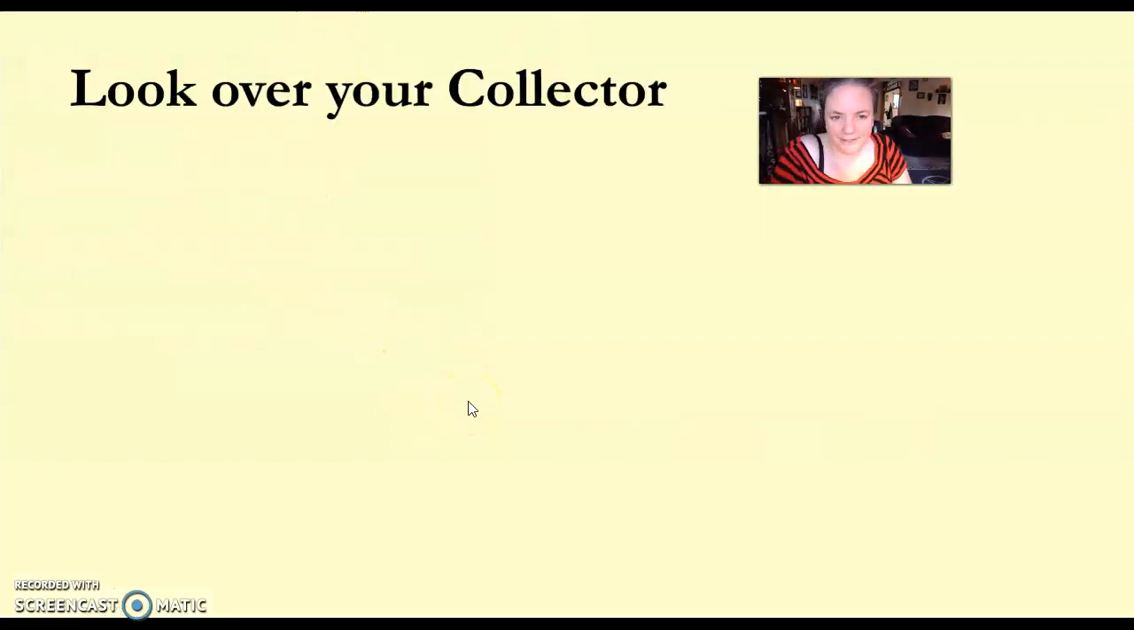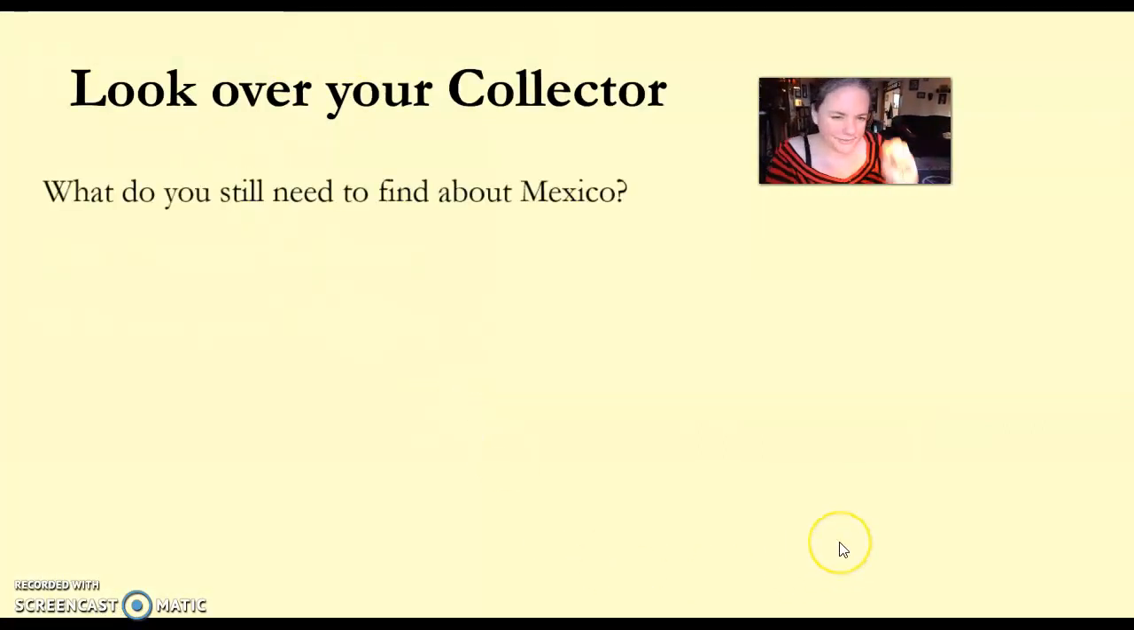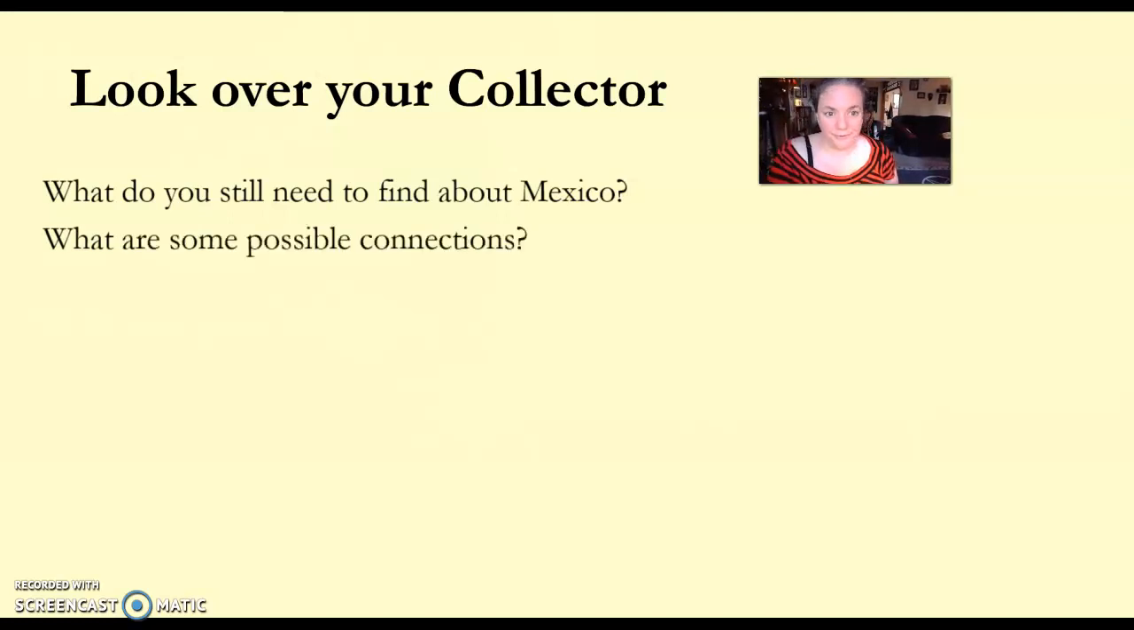So, let's look over the collector itself really fast. What do you still need to find out about Mexico? You have a lot of information on Haiti. You have some information on Mexico. Remember, in the end here, what you're trying to do is compare and contrast the sources of revolution, right? So, do you have complementary evidence? What do you still need? What do you have a lot of in Haiti, but you don't have anything for in Mexico? You're going to go ahead and try and look for those more.